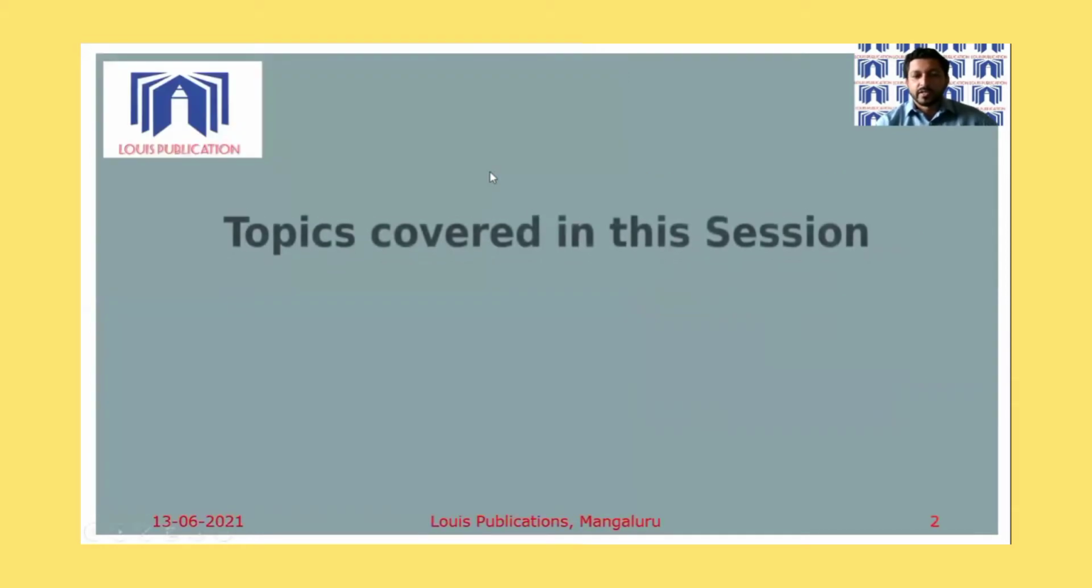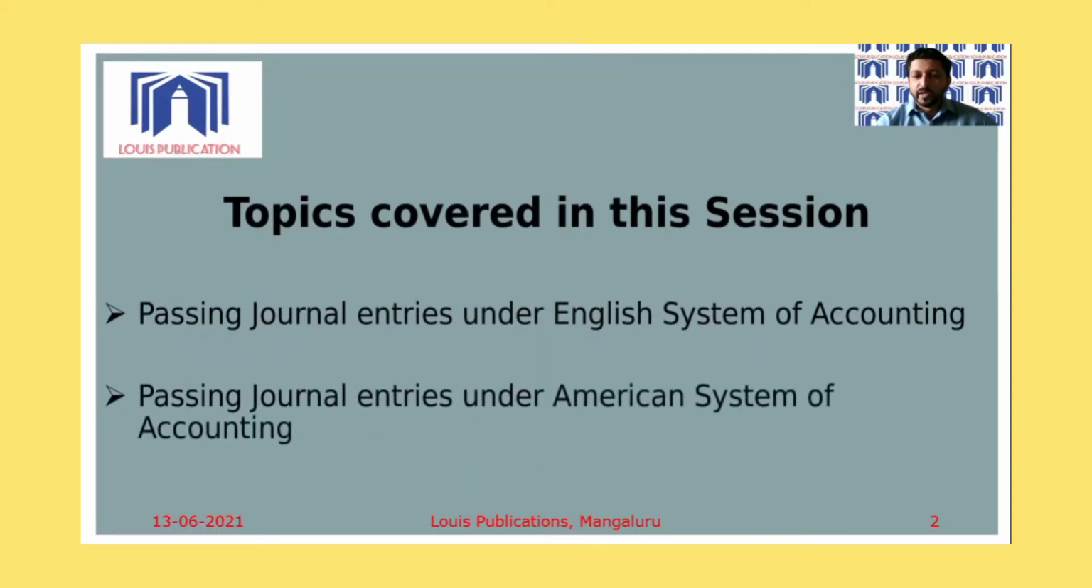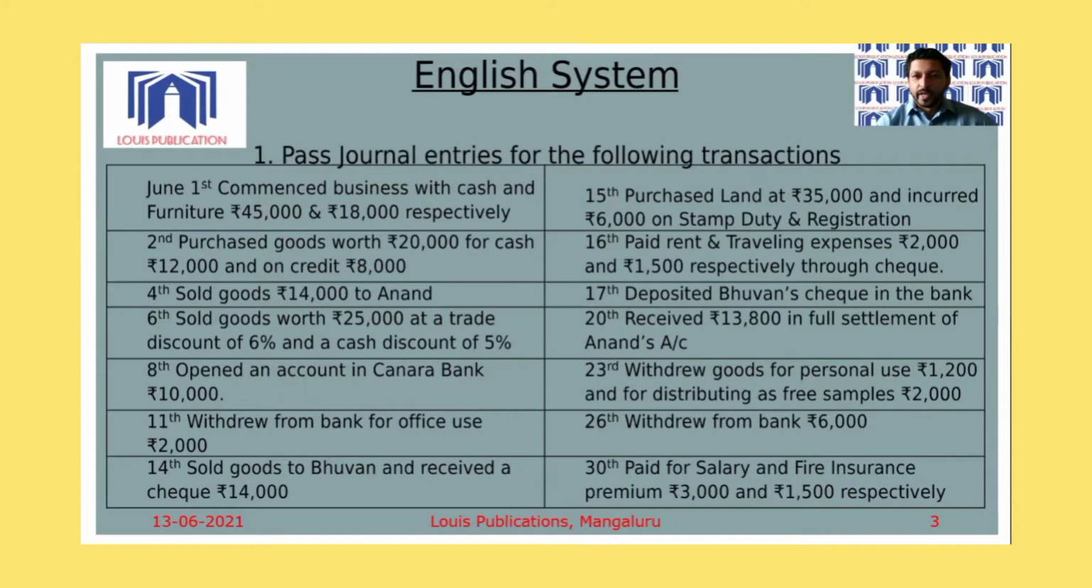So let's look at the topics that will be covered. So we'll pass journal entries under English system of accounting. Also we'll pass journal entries under American system of accounting. So let's look at this particular problem. Journalize the following transactions. So pass journal entries is given, and this is the problem that we are going to solve now.